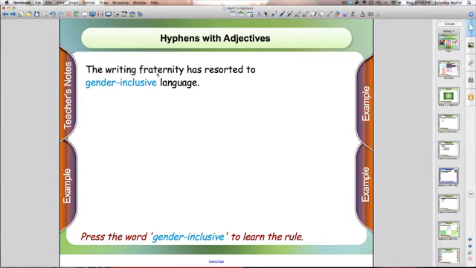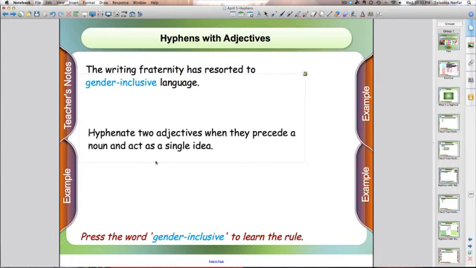So let's see why. Let's understand hyphens. The writing fraternity has resorted to gender-inclusive language. Well, what in the world? And why do we put a hyphen between gender and inclusive? Let's learn the rule. Hyphenate two adjectives when they precede a noun and act as a single idea.